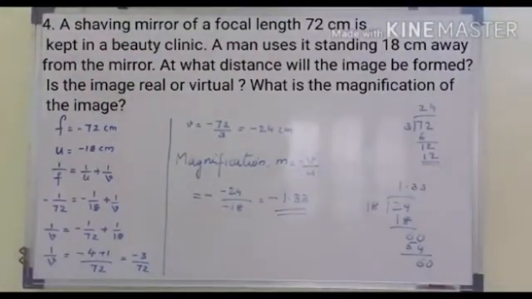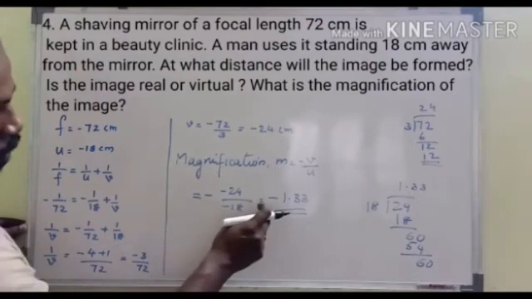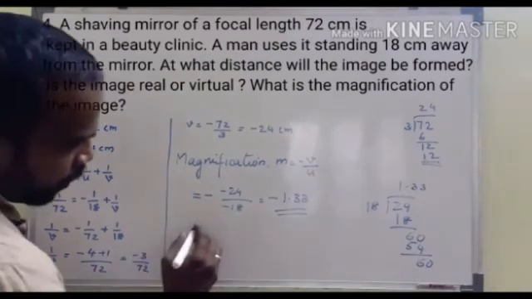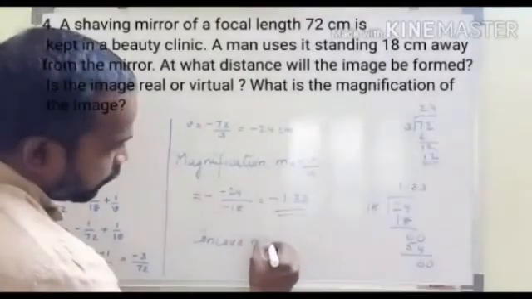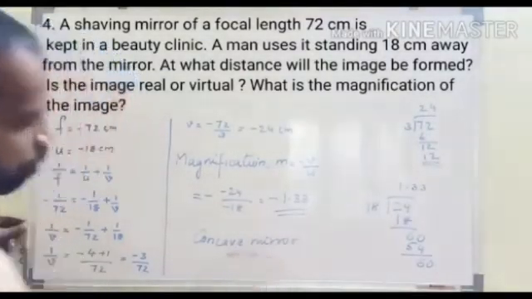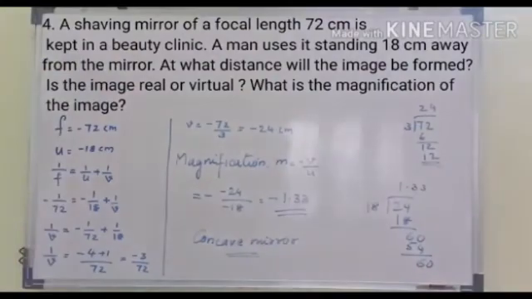So the magnification is minus 1.33. So the mirror is a concave mirror. It's a concave mirror.